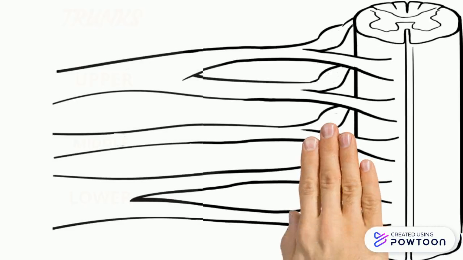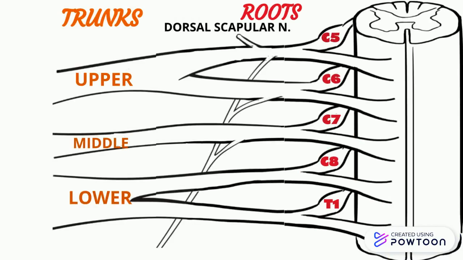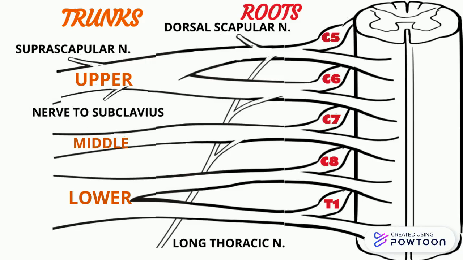It's time to add some important smaller nerves that arise from the roots: the dorsal scapular nerve, which is a branch of the C5 root, and the long thoracic nerve, which is formed by branches from C5, C6 and C7 roots. Nerves also arising from the upper trunk are the suprascapular nerve and the nerve to subclavius.